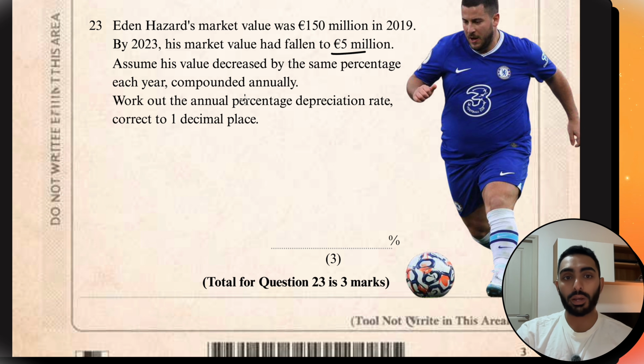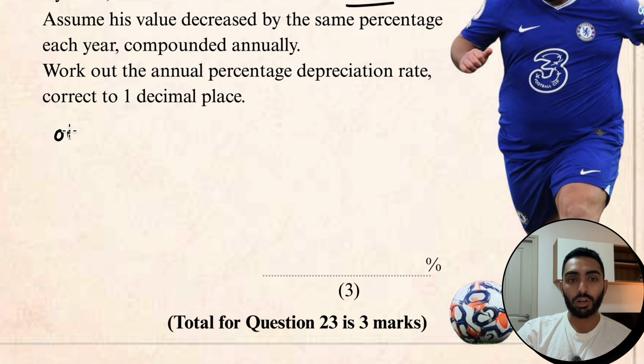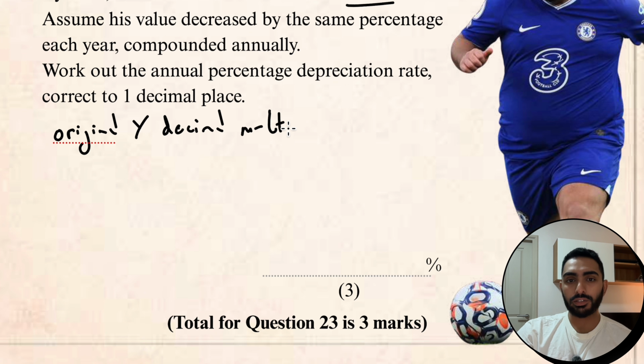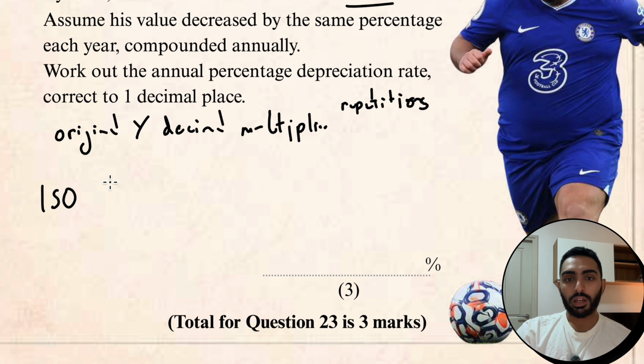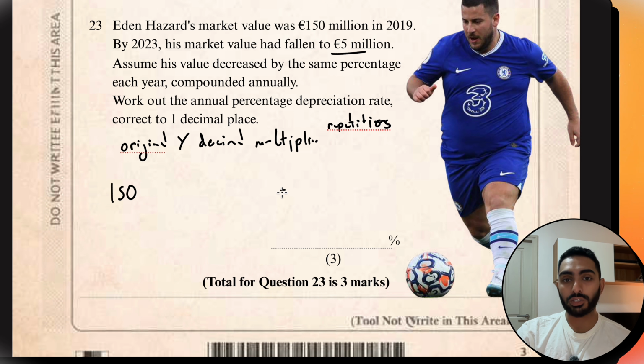We need to know our compound interest formula, which would be our original times a decimal multiplier, and that would be raised to the power of the number of repetitions. We're starting off with 150 million and we're ending up at 5, so this equation is going to be equal to 5. We're timesing by a decimal multiplier, which we don't know. Because it's a decrease, it's going to be 1 minus something, and we're trying to find out what that percentage is.